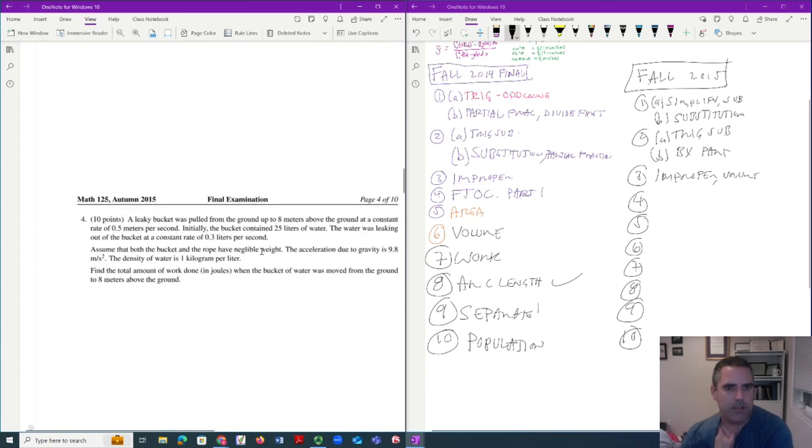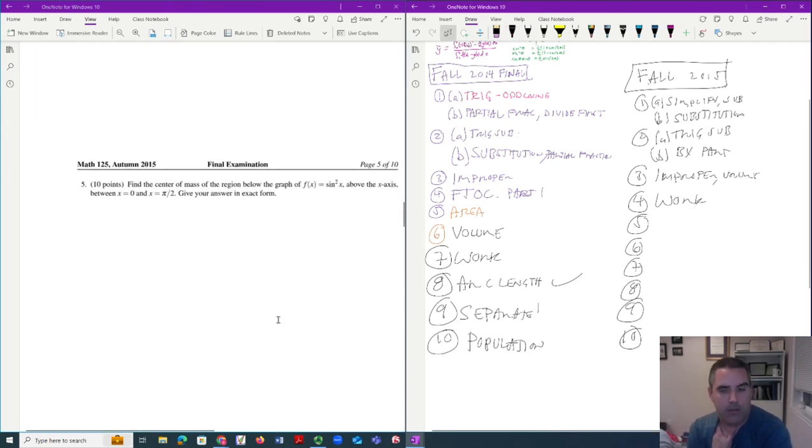Okay, what's next? A leaky bucket. So we have a work question. Leaky bucket. We could talk more, but we have a center of mass. So above the x-axis, give your answer in exact form. Oh, this does x for x bar.